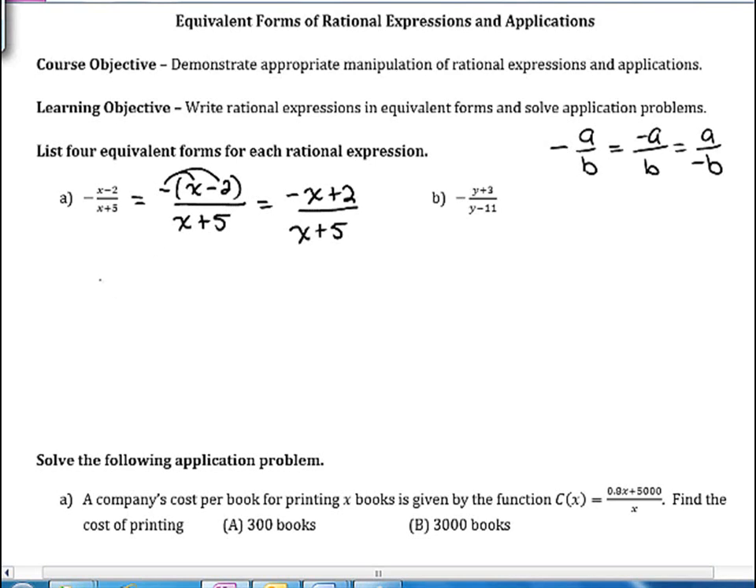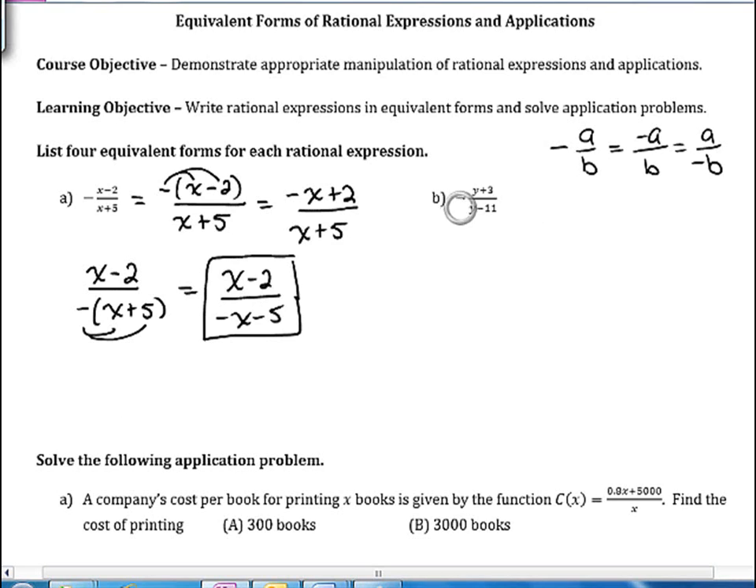The other way that we could write this fraction would be to write the negative sign down in the denominator. So that would be x minus 2 in the numerator, and then a negative sign, and then the parentheses and x plus 5 in the denominator. Again, the importance of putting those parentheses is so that you remember to distribute the negative sign. So this would be x minus 2 over negative x minus 5.